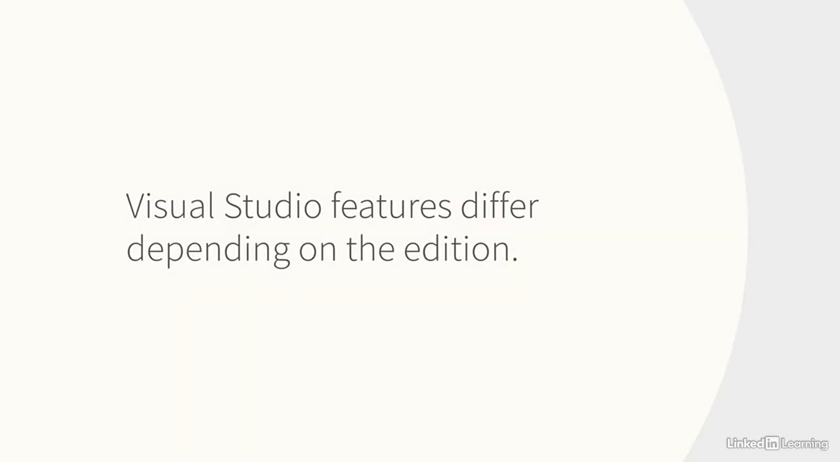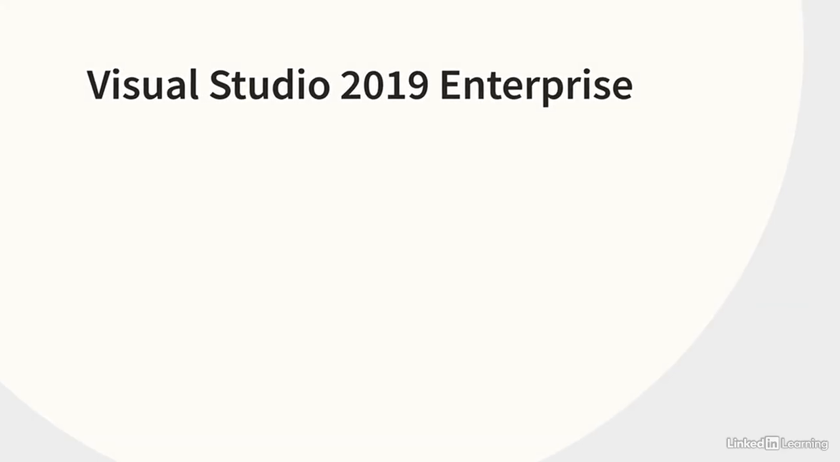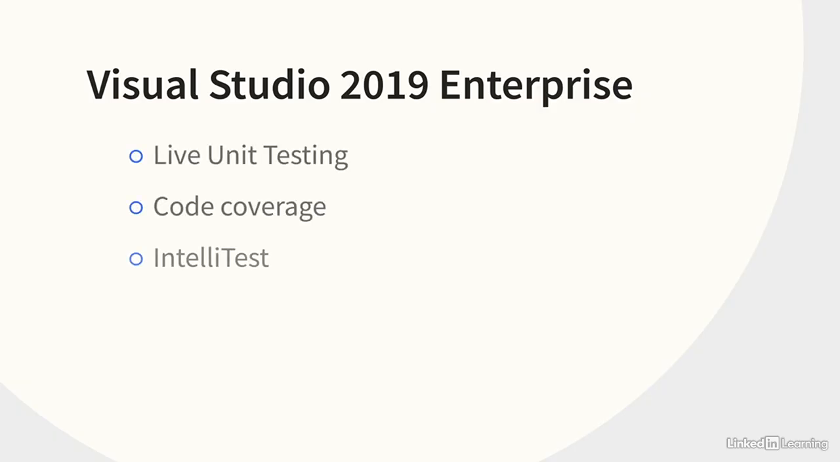Unit testing is available for all the editions of Visual Studio. I'm using Visual Studio 2019, but you can run unit tests in older versions too. Also, the unit test features differ based on which edition you have. I'm using Visual Studio 2019 Enterprise Edition, which has additional features which you see in this list. I will demonstrate live unit testing and code coverage in the course. Be aware that you must have the Enterprise Edition to use them on your own computer.